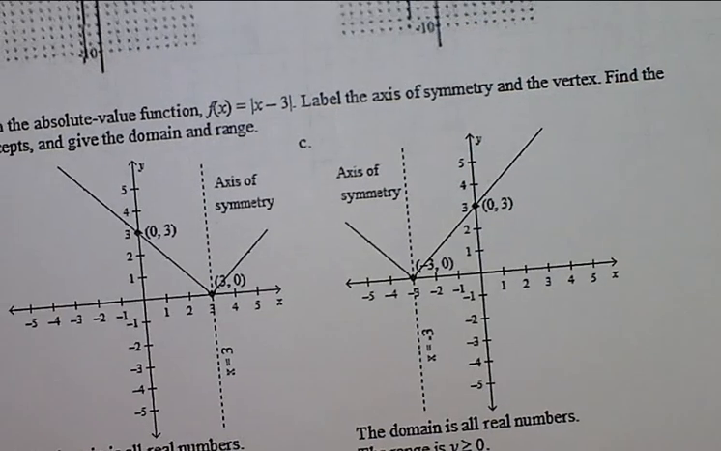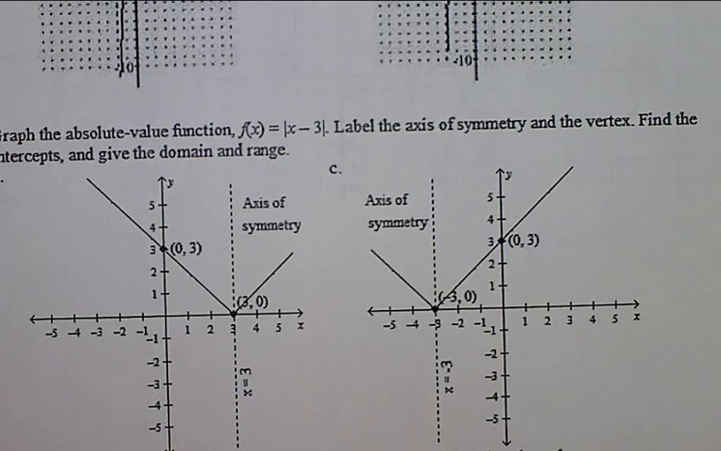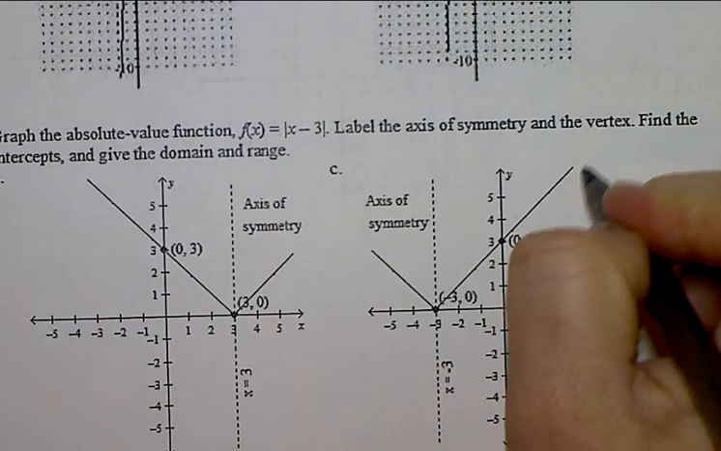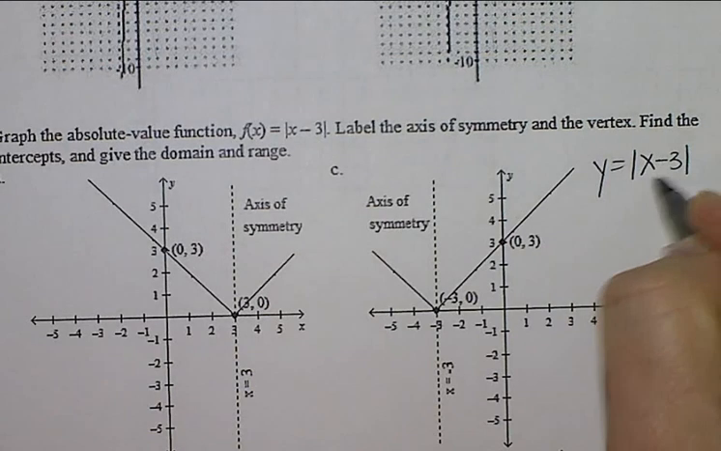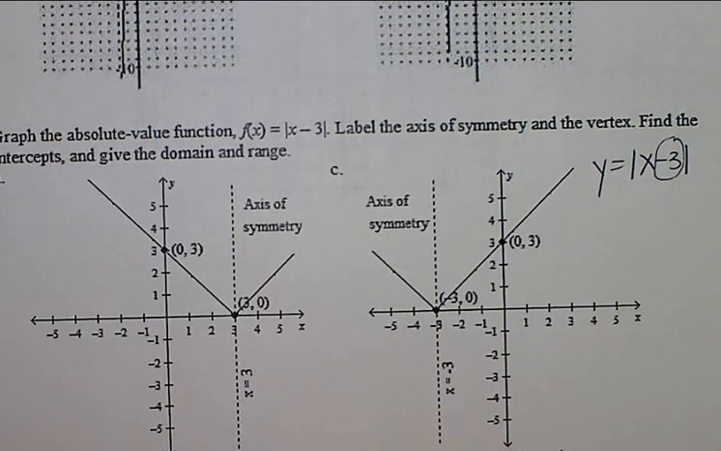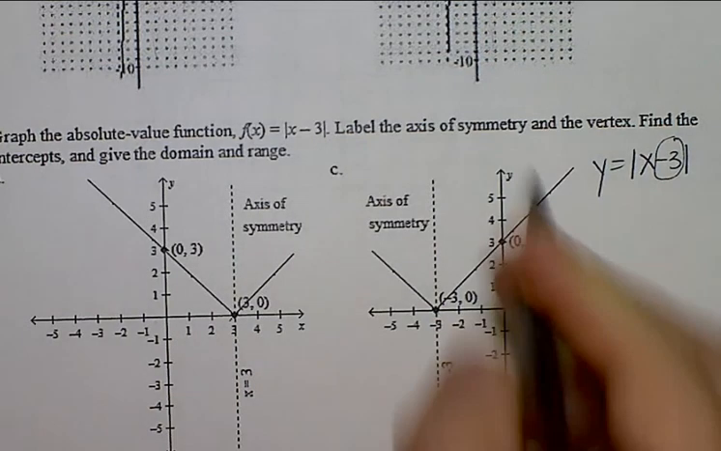Graph the absolute value function and label the axis of symmetry and the vertex. So remember, when I say y equals and then x minus 3, we have an absolute value function that has been shifted to the right 3. So shifted to the right 3, there's no vertical shift. So this looks good. This is shifted the wrong way. I'm going to cross out C.